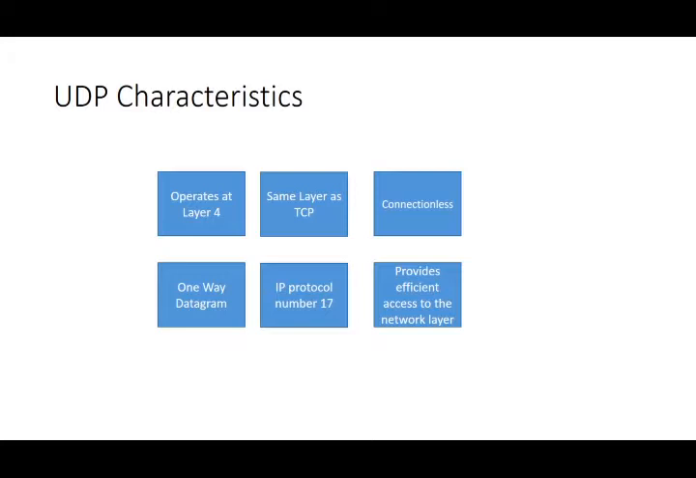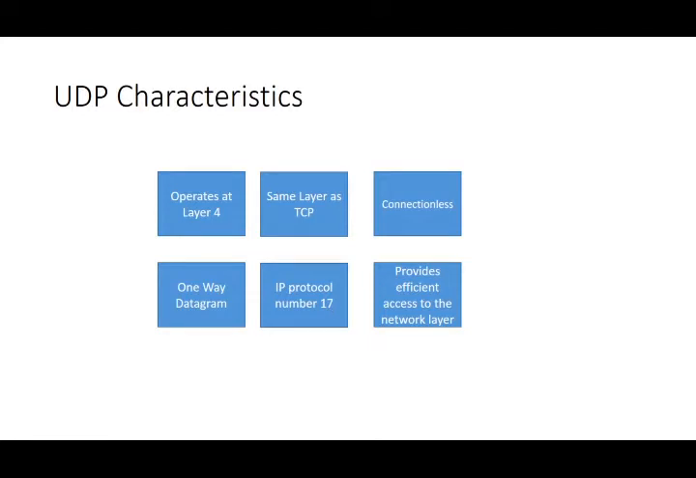Where TCP provides connection-oriented services, UDP provides what we would consider connectionless. It is a one-way datagram. It doesn't establish a full duplex mode of communication. Now UDP does use IP protocol number 17. So if we were to go down a layer and look at an IP header, the protocol field would point to protocol 17.